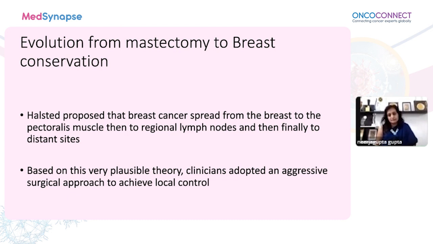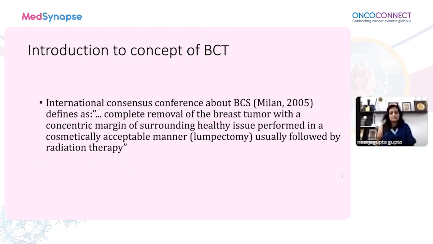The breast conservation theory came from the spectrum theory. The spectrum theory is derived from the works of Fisher and others, who realized that removing the breast is not the surgery that ensures the patient's survival. You remove the tumor, control the disease, and have good local regional control, so you will be able to safeguard the patient. The concept was introduced in Milan, where they said that complete removal of the breast tumor with a concentric margin of healthy tissue, performed in a cosmetically acceptable manner and followed by radiation, is best.